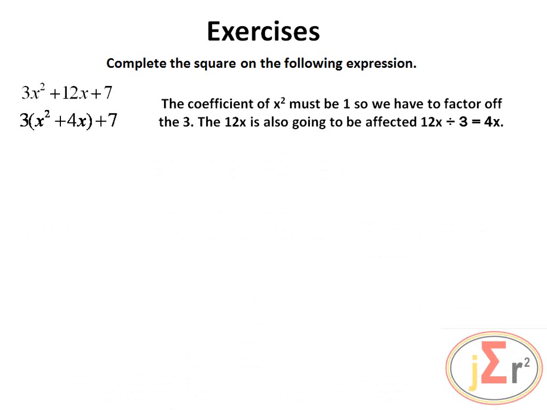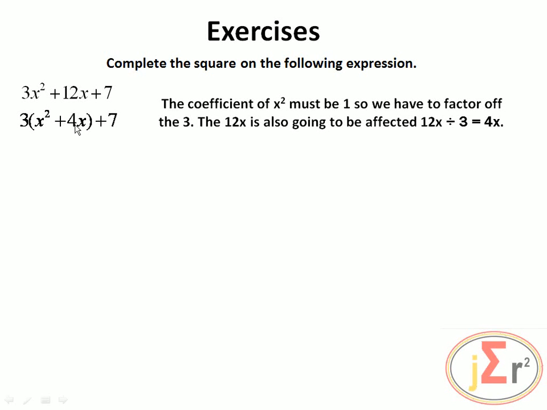Now, remember, the coefficient of x squared must be 1. So when we are going to be completing the square, this coefficient of x squared that we have right there must be equal to 1. In order for it to be 1, we have to factor the 3. So we have to take 3 as a common factor. So that we have done. While taking out 3 as a common factor, the 12x is also affected.